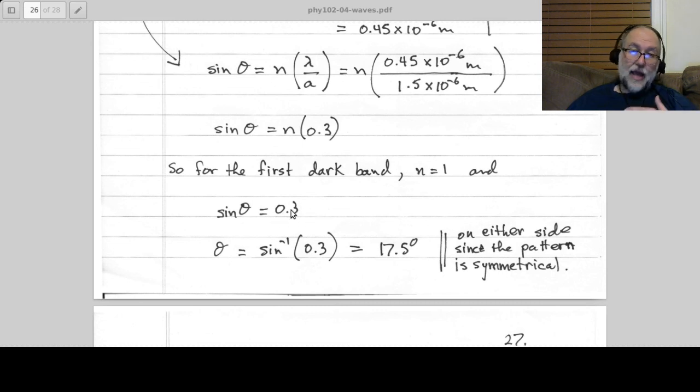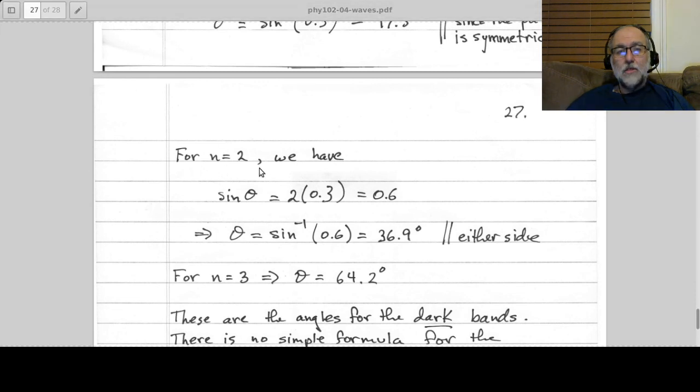Take the inverse sine of 0.3 and you get 17.5 degrees. So the first dark band occurs at 17.5 degrees on either side. The pattern is symmetrical, so whether it's 17.5 degrees one way or the other, you get the first dark band. What about the second dark band? That's at n equals 2. 2 times 0.3 is 0.6. The inverse sine of 0.6 is 36.9 degrees, and there's your second dark band on either side.